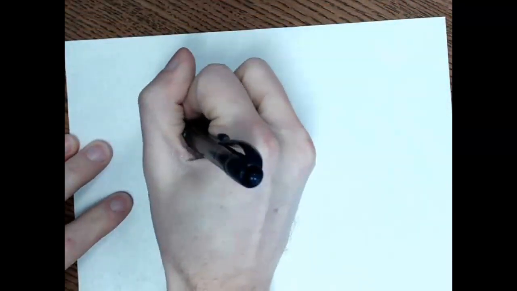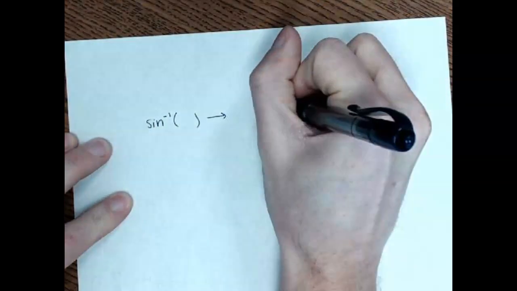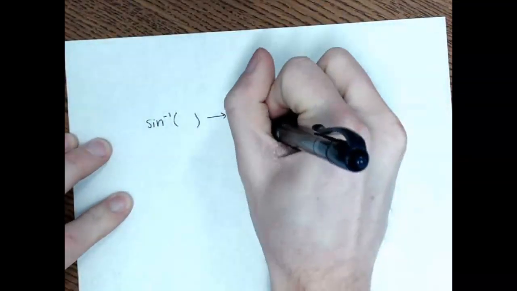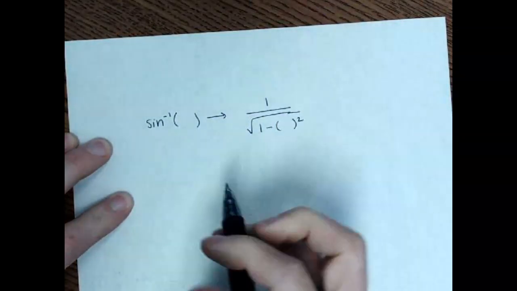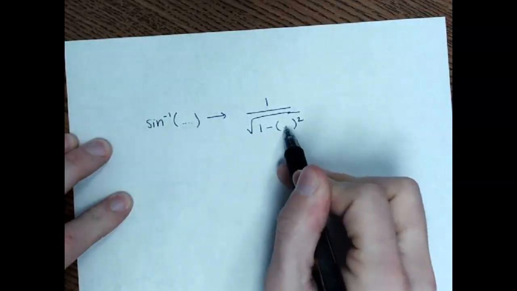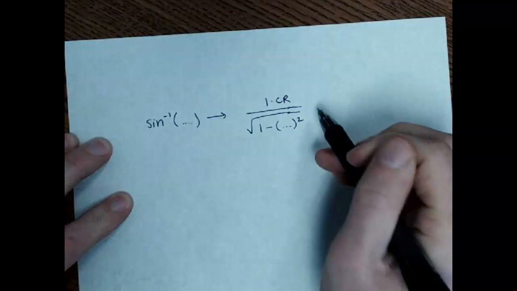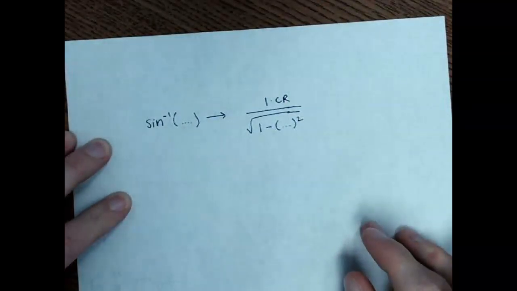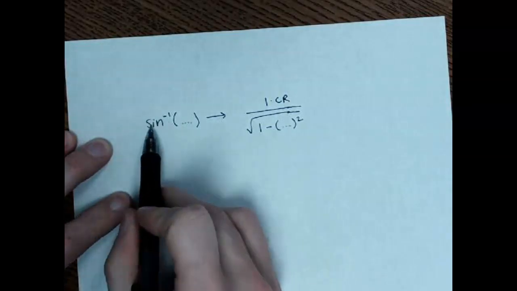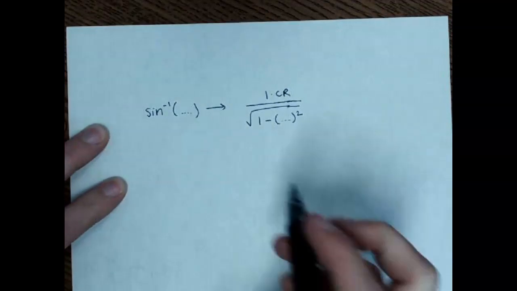If you have a sine inverse of something, your derivative would be 1 over the square root of 1 minus something squared. Whatever's inside would copy inside, and then if you need to do chain rule, you can either put the chain rule on the top, or if you wanted to, you could put it on the right. But there's your derivative of sine inverse, and remember, if it was a cosine inverse, all you would need is the negative.